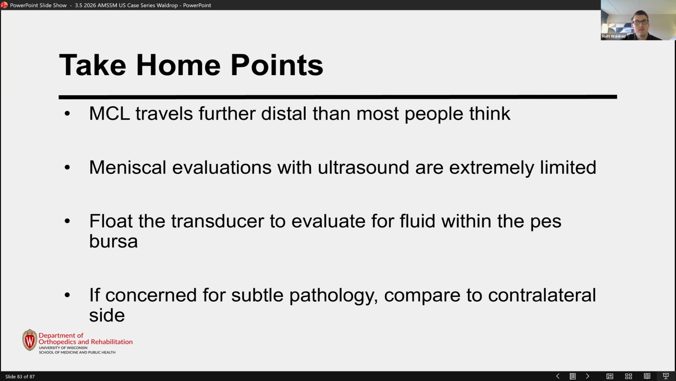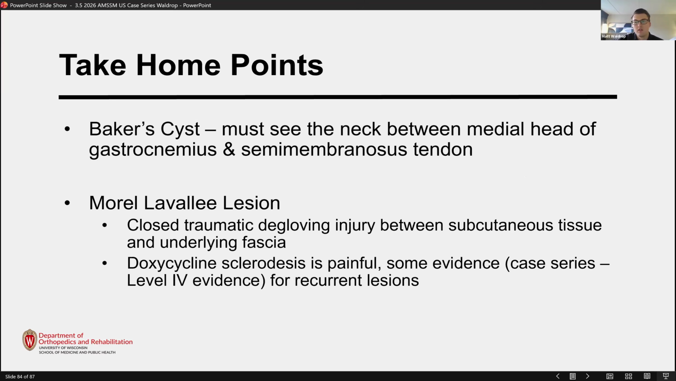Make sure you float the transducer when evaluating the pes bursa to avoid dispersing the fluid with pressure, and that really goes for any sort of superficial fluid collection that you're trying to assess. And if you're ever concerned about subtle pathology, always compare it to the contralateral side. When evaluating for Baker's cysts, make sure you're seeing the neck of the cyst between the medial head of the gastroc and the semimembranosus tendon.